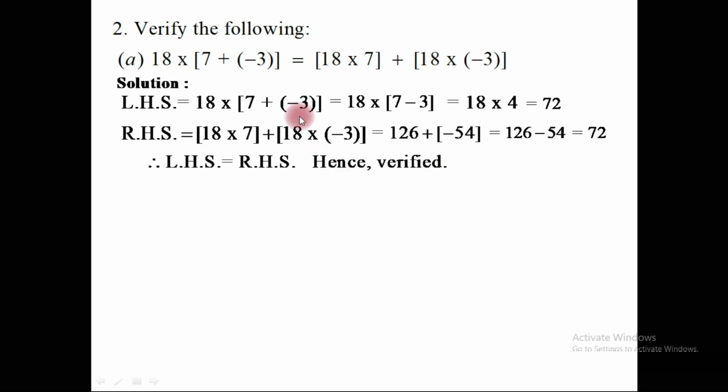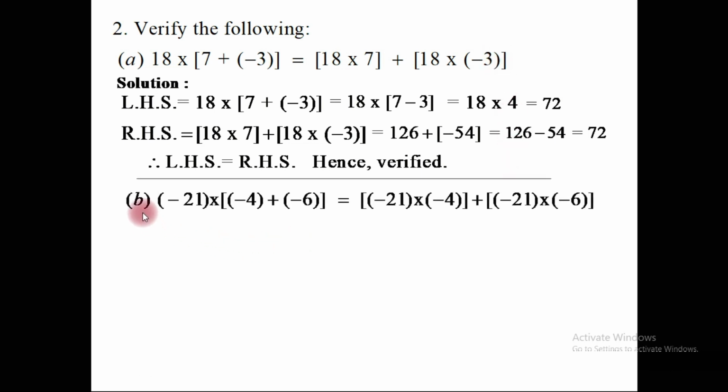Hence it is verified that the value of the left hand side and the value of the right hand side are equal. Sub number B, minus 21 multiplied with the sum of minus 4 and minus 6, which is equal to the product of minus 21 and minus 4 plus the product of minus 21 and minus 6.